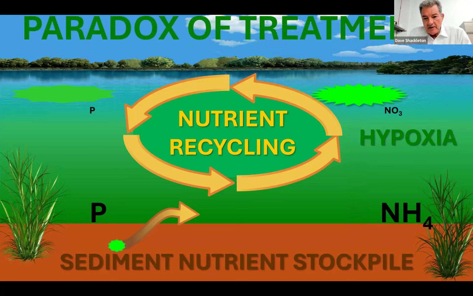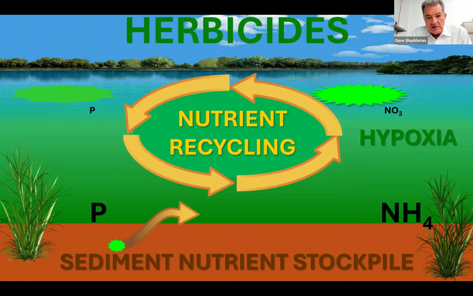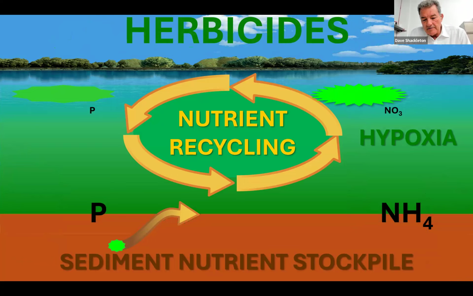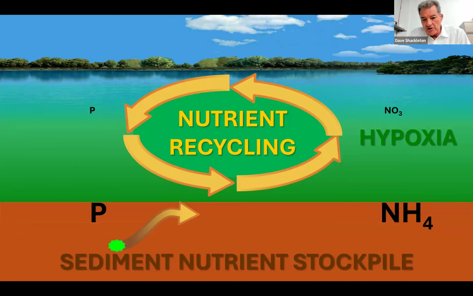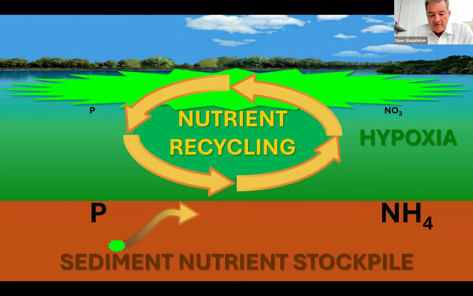Next thing we have to understand is that the treatments we are currently using tend to make the situation worse, not better. But let's understand why that is. Firstly, herbicides. What herbicides do is kill off the weeds. They decompose, die off, deplete oxygen, and add to the sediment nutrient stockpile and the nutrient recycling. The same thing is applicable to algicides. They will kill off everything, the good algae and the cyanobacteria, but the conditions are such that the cyanobacteria are far more able to recover and take advantage of that sort of situation.